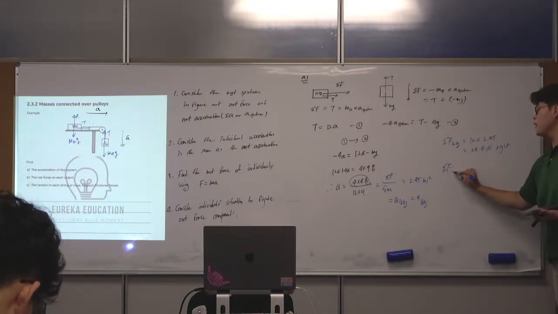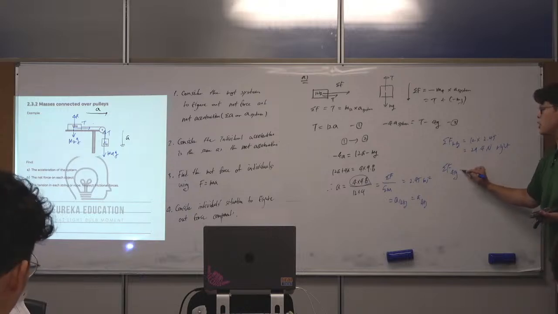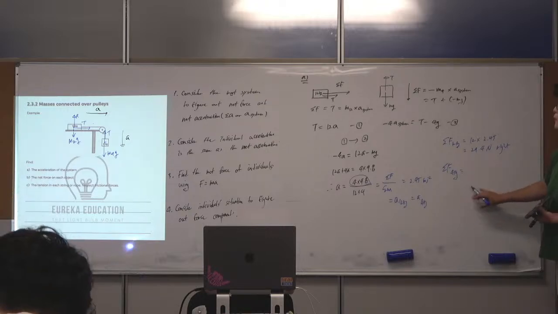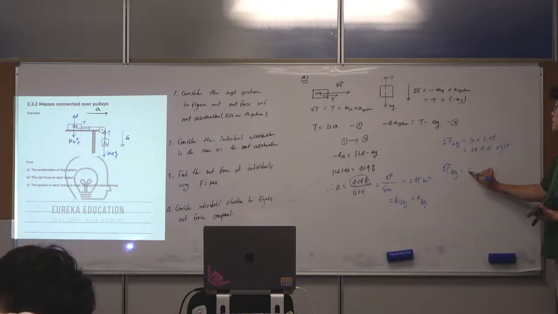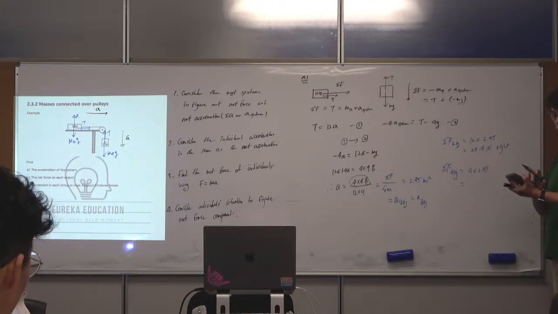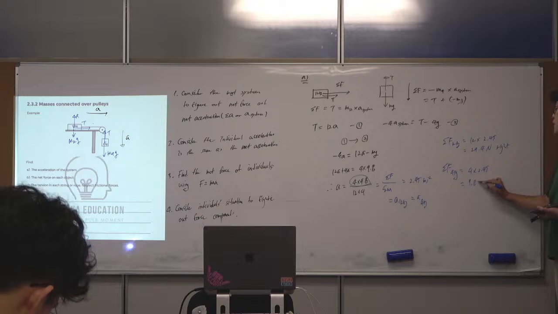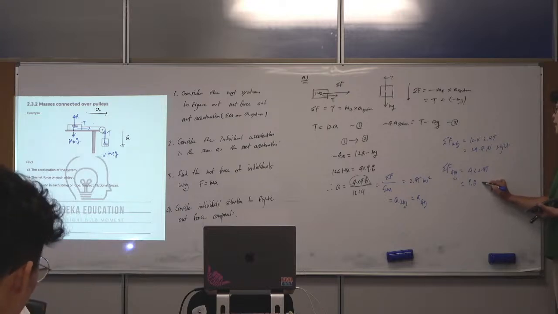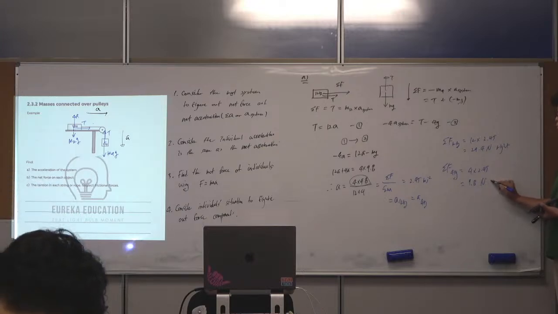How do we find it for the 4 kg? Same method. We have the 4 kilo times 2.45 again. 4 times 2.45, you get 9.8 newtons to the down in this case.